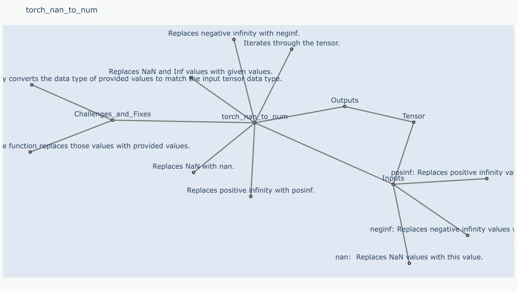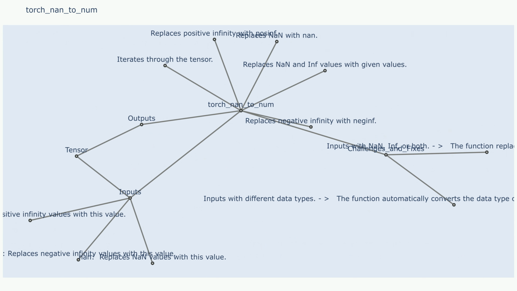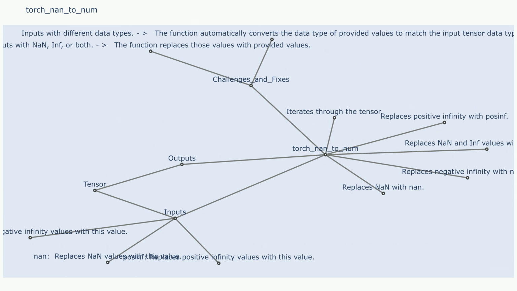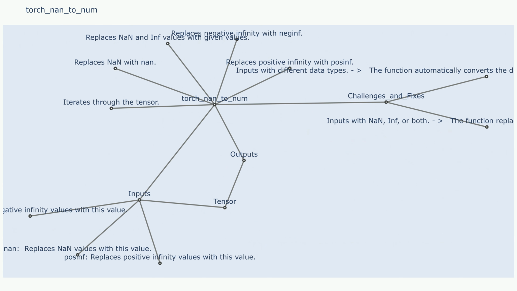Defaults to negative float inf. Outputs. Output 1: output tensor, a tensor with NaN values replaced by nan, positive infinities replaced by posinf, and negative infinities replaced by neginf. Steps. Step 1: iterate through the input tensor element-wise. Step 2: if an element is NaN, replace it with the specified nan value. Step 3: if an element is positive infinity, replace it with the specified posinf value. Step 4: if an element is negative infinity, replace it with the specified neginf value.